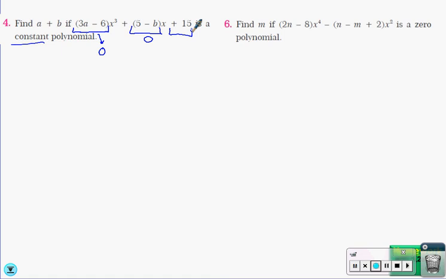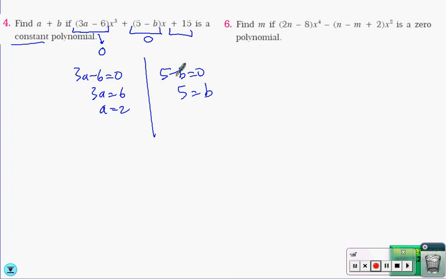So right now, this one, x cubed times 0, must be there. 3a minus 6 is equal to 0. 3a equals 6, a equals 2. So then 5 minus b equals 0. So 5 equals b, if you put minus b on the other side. First question finished. Now the second question.